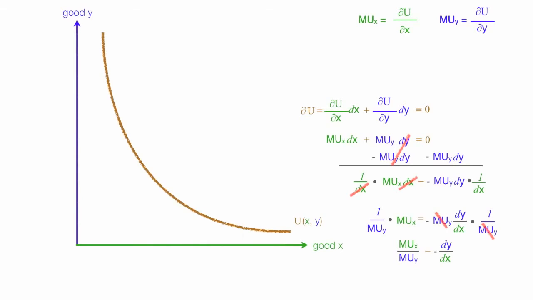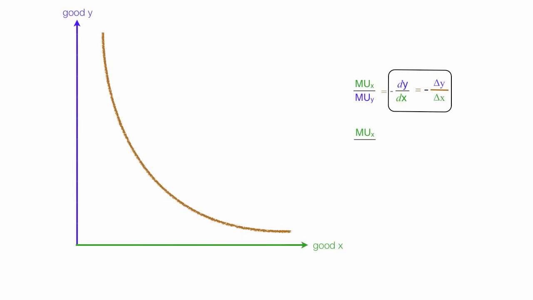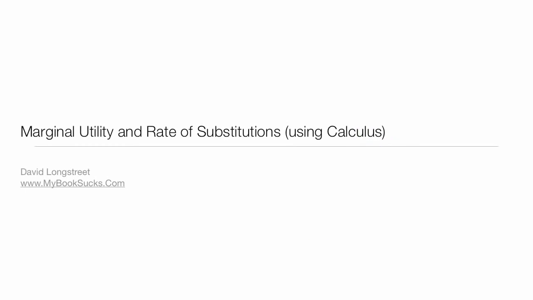The ratio of the two marginal utilities is equal to the slope of the tangent line. It's pretty crazy. Which is also equal, if you remember, to the change in y over the change in x. It turns out that the marginal rate of substitution is equal to the ratio of the two marginal utilities. For some of you, this looks like mental masturbation. I'm going to follow up with a numerical example as well.